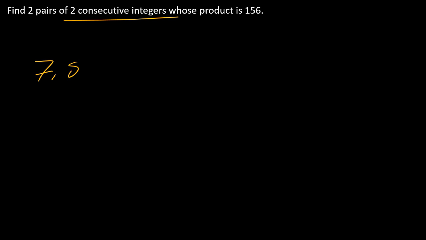That would be like 7 and 8, or -10, -9. So those are consecutive integers, one after the other. And the thing that you notice about them is that to get to the next integer, you just add 1. That's very important to notice so that you can figure out how to actually set up this problem. So let me erase all that.